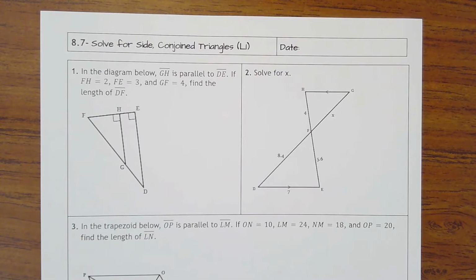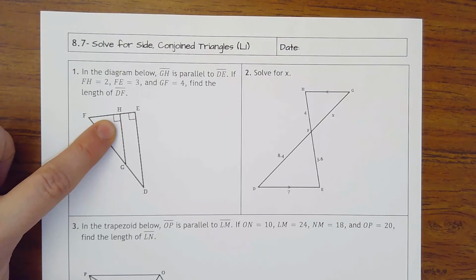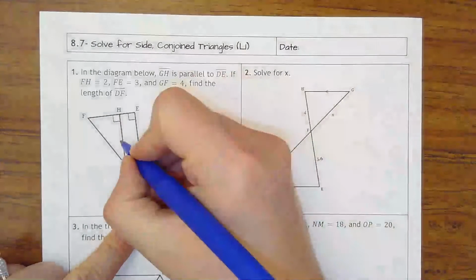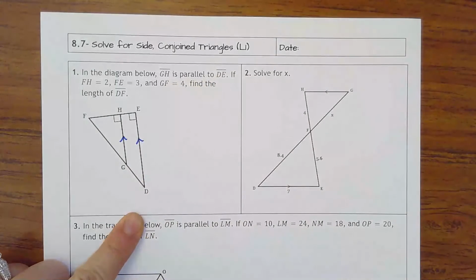8.7 is solving for a side, like we did on the last lesson, but now you're going to have triangles that are conjoined or put together, and you have to figure out the order to make your proportion. So number 1 says in the diagram below, GH is parallel to DE. So these lines are parallel, which is important.